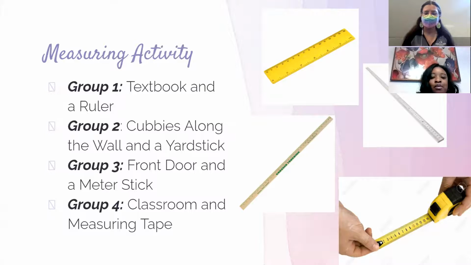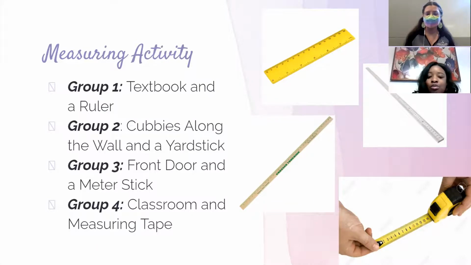So next we're going to do a measuring activity. We're going to break up into groups of 3. So the first group, I want you to get your rulers and your math textbook, and I want you to measure the math textbook for me. The second group, I would like you to get up and you take the yardstick, and I want you to go measure the cubbies. And remember, we want to go from end to end.